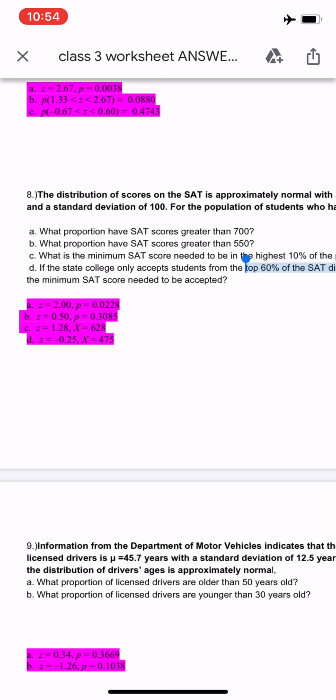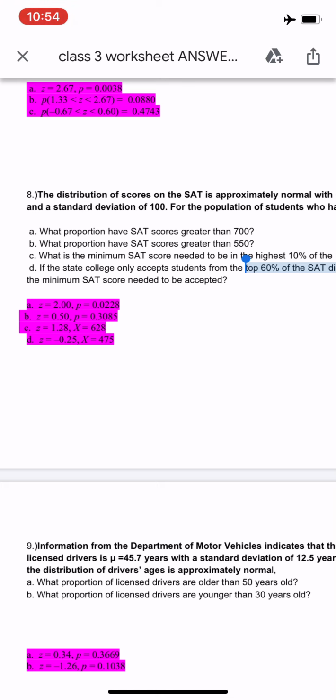So you're going to go and look in the body column and look for what number is closest to 60% in the body, which is 0.6000. We look for the closest z-score to that number, and if you go, you'll see that that is a z-score of 0.25. But the top 60% means that number is going to fall below the mean. So it's going to be a negative 0.25.